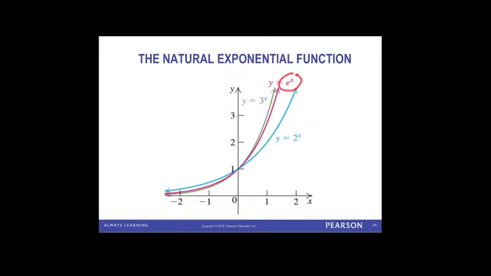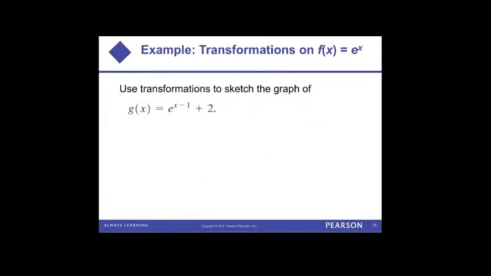So then we're asked to use transformations to sketch the graph of this, right? If we take the base natural exponential function that we saw in the previous slide and we apply transformations, hopefully you can see the transformations. There are two transformations that we've talked about in this example. The first transformation is that we subtracted one inside the base function, right?